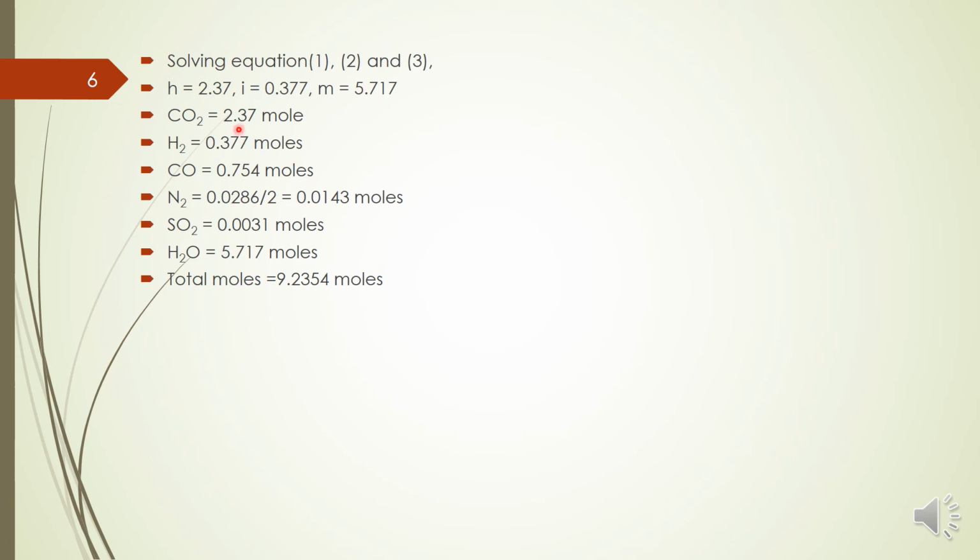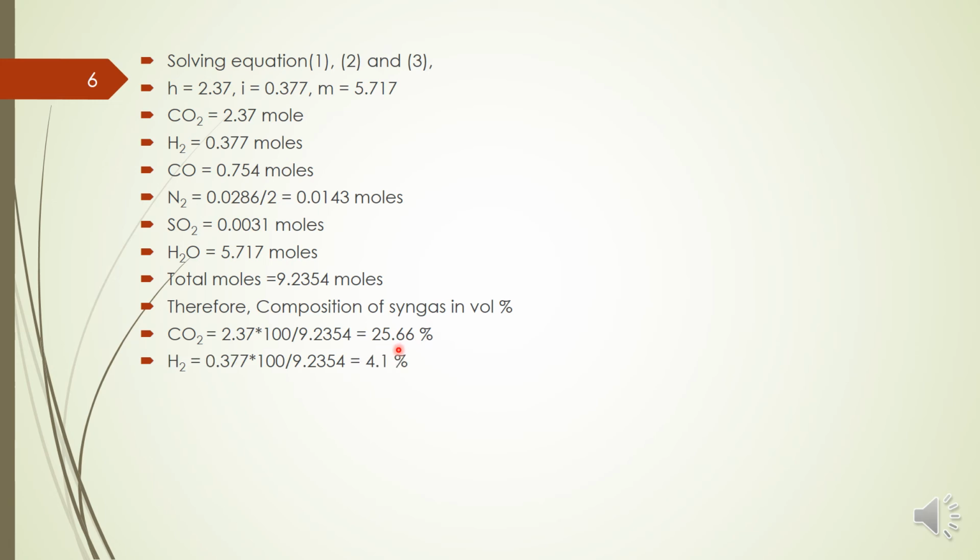Now from that you can find the volume percentage of each individual gas, that is our required result. So the composition of syngas in volume percentage will be, carbon dioxide will be 2.37 divided by the total mole of syngas, that is 9.2354, into 100, 25.66 percent. Hydrogen will be 0.377 into 100 divided by 9.2354, 4.1 percent.